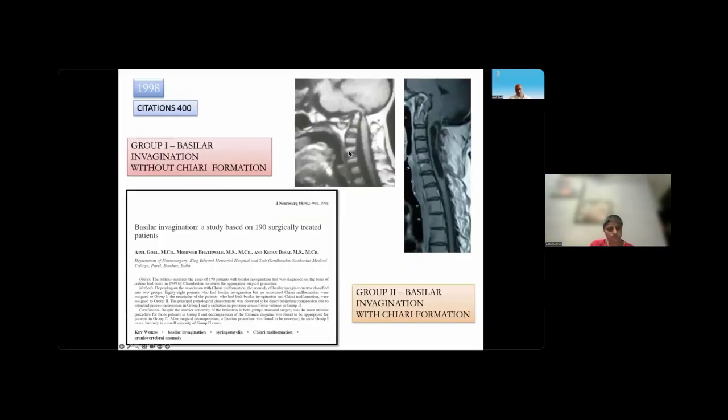Basilar invagination, I just want to briefly discuss the history of my understanding about this subject. In 1998, we talked about basilar invagination of two types. Type 1 when the odontoid goes up, and type 2 when the tonsils come down, or Chiari malformation. The only treatment for this entity in 1998 was decompression. So we did transoral decompression for this and foramen magnum decompression for this. The role of stabilization was unclear.